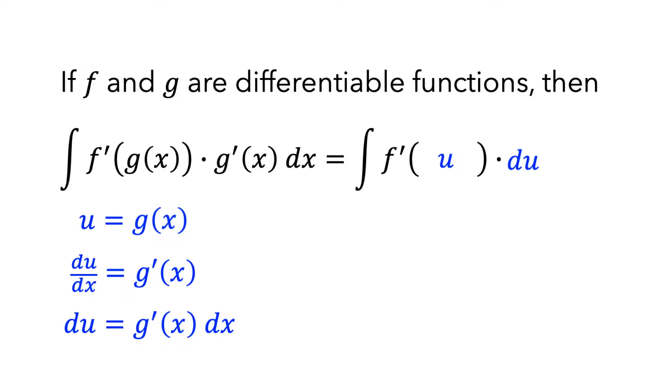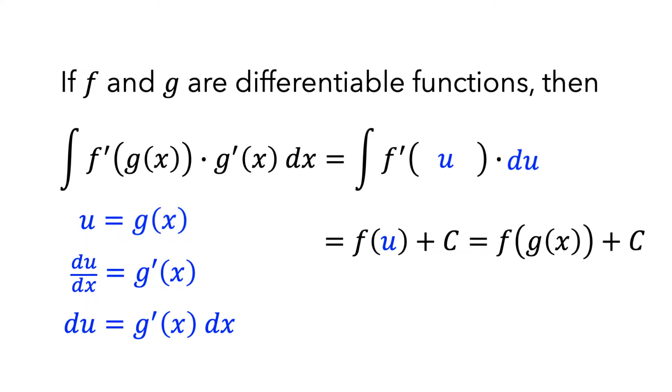And let's think about what this does for us. Now, instead of trying to integrate a composite function, we're integrating f prime of u du. And this antiderivative is just f of u plus a constant c. And now if we switch back from u to x, this is equal to f of g of x plus c. So this method gives us a way to integrate a composite function. Let's take a look at our original example.